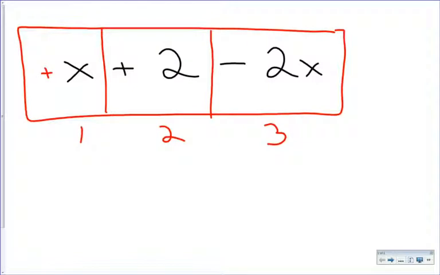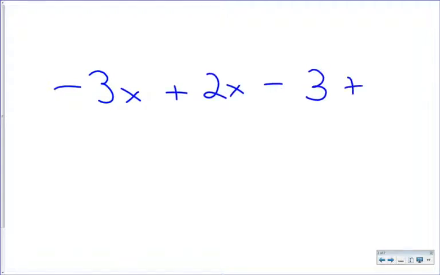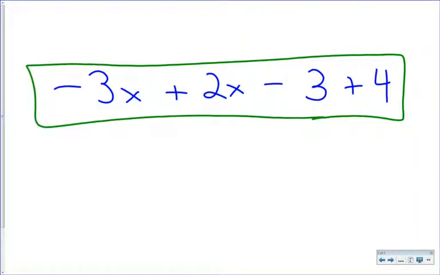Let me show you another one, real quick. Negative 3x plus 2x minus 3 plus 4. We have this big cake. Let's cut it up. Go in front of each sign. So there's a positive sign, cut it. Here's a sign, cut it. Here's a sign, cut it. There's a sign. How many pieces to the cake? 1, 2, 3, 4. How many terms in the expression? 4. There are 4 terms in this expression.